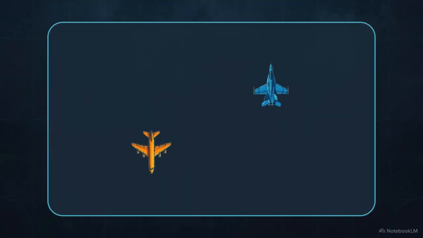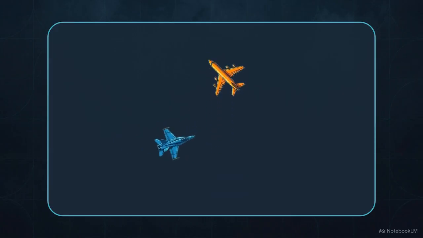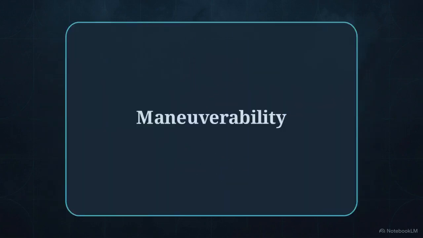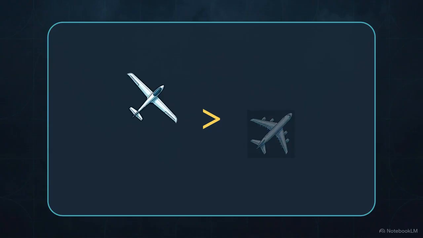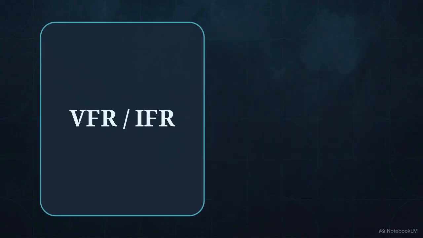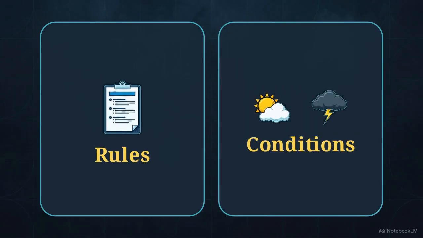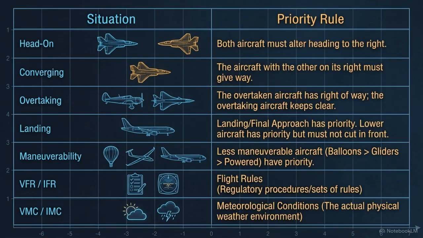Rapid review. Head-on, both turn right. Converging, right traffic has priority. Overtaking, overtaken aircraft continues. Landing, landing aircraft has priority, no cutting. Maneuverability, gliders win over powered aircraft. Vocabulary traps, VFR and IFR are rules. VMC and IMC are physical weather conditions. Here is a matrix summarizing these 7 rules. You can use this table as a quick revision guide to check your knowledge before the exam.